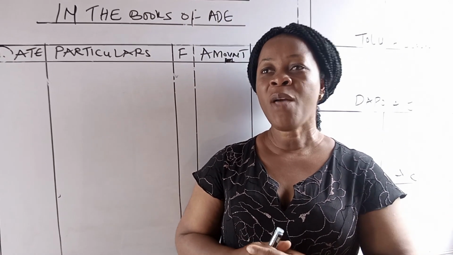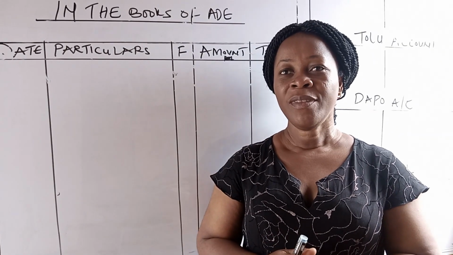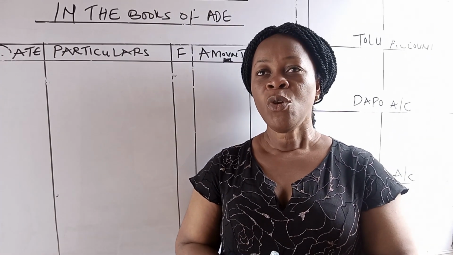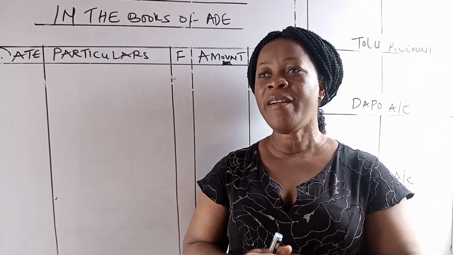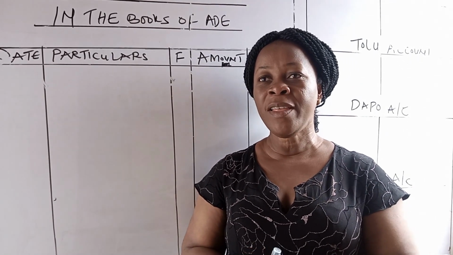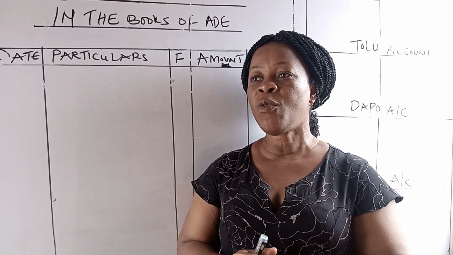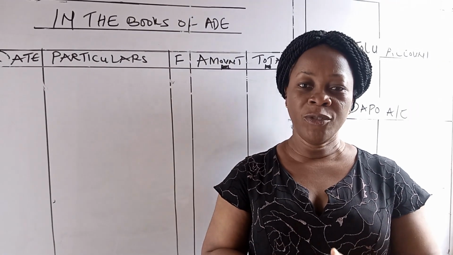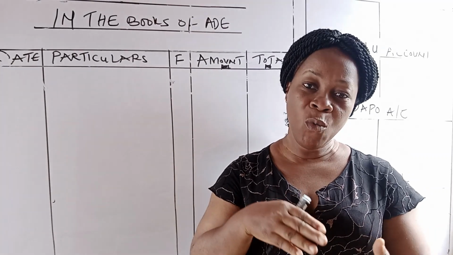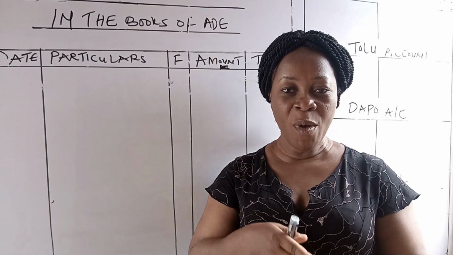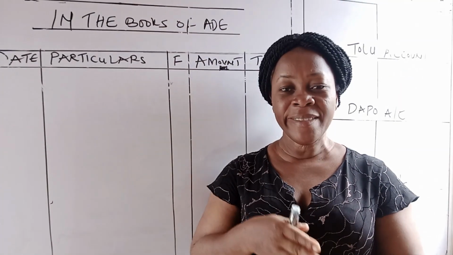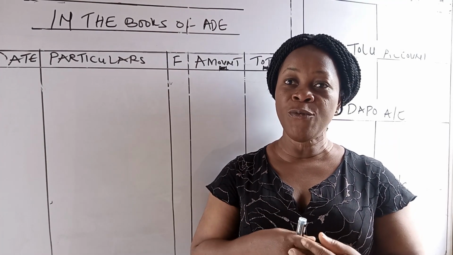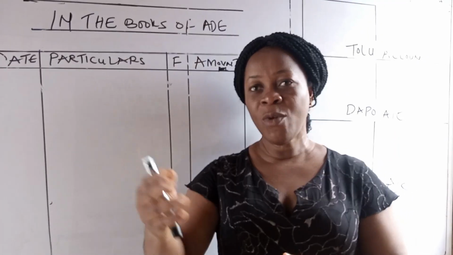Today we are going to look at this question. The question goes forth: you are given the following record from the books of Ade to prepare the appropriate subsidiary books of accounts. It is worthy of note that whenever you are given a question, you read through the question and have an understanding of what is expected of you. So let's look at the question.